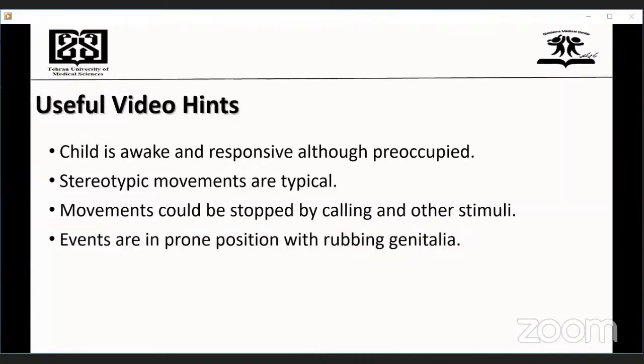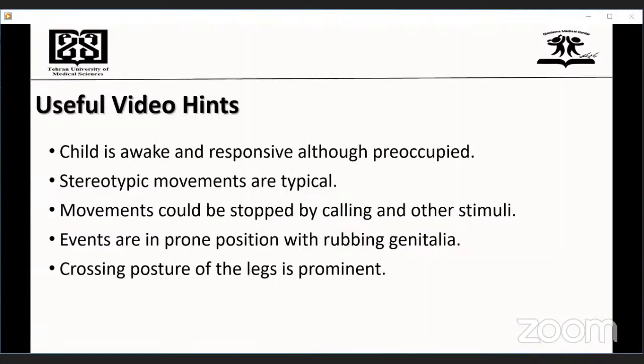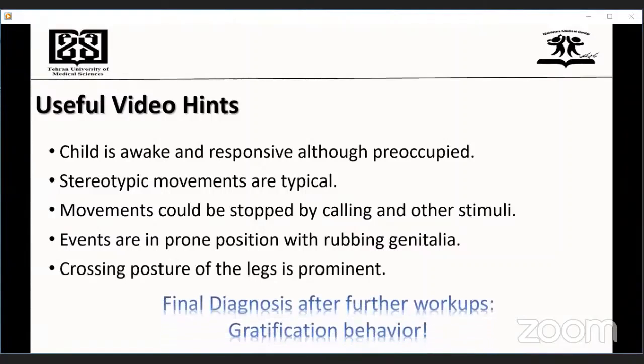Events are in prone position with rubbing of the genitalia. Crossing posture of the legs is prominent, and on further diagnostic evaluation, it has been revealed that the child has gratification behavior. The EEG was quite normal. Video EEG monitoring and long-term EEG monitoring during the events were quite normal, and there was no electrographic counterpart of these movements, except the movements seen in extra channels of superficial electromyography.